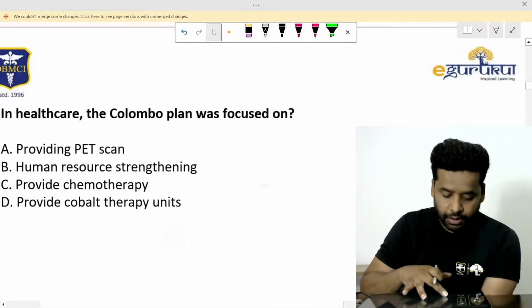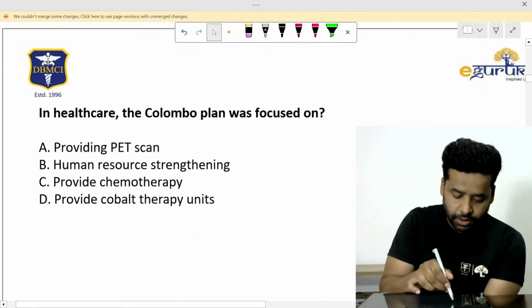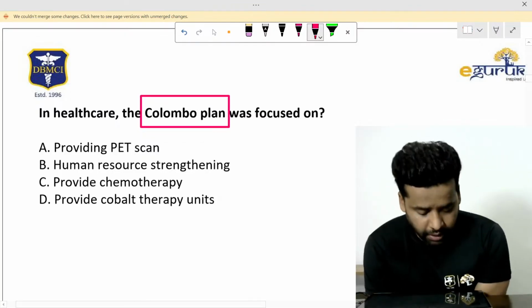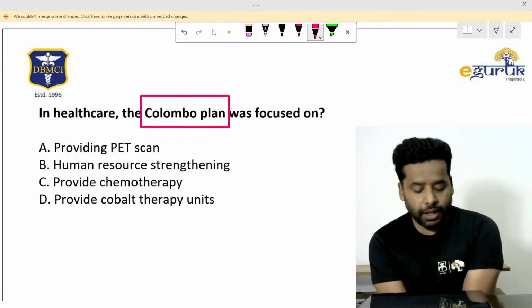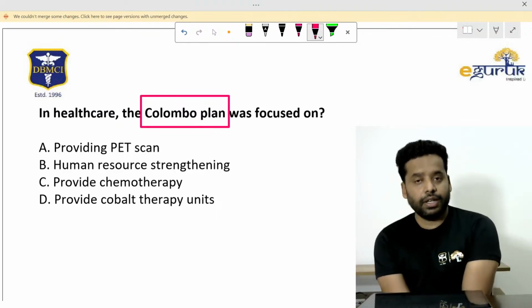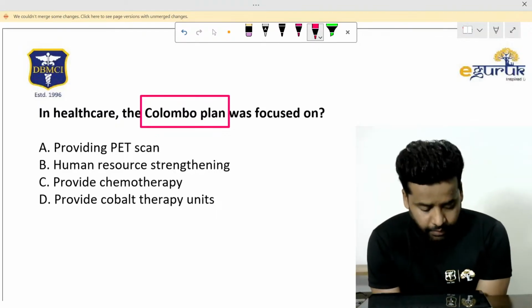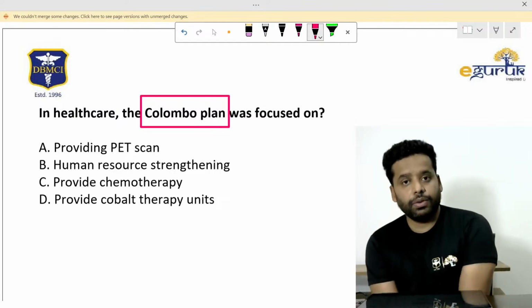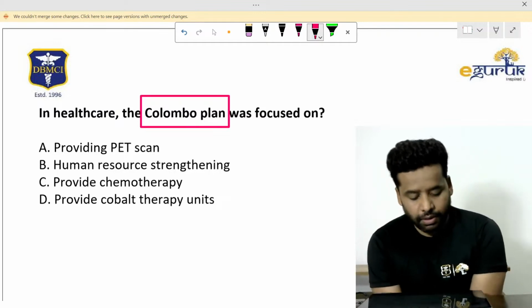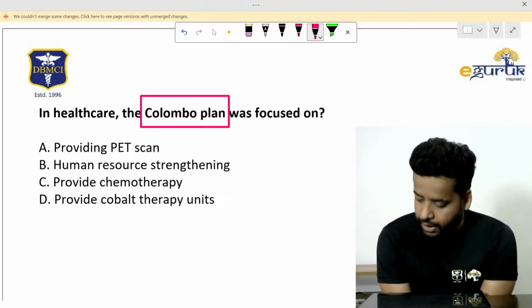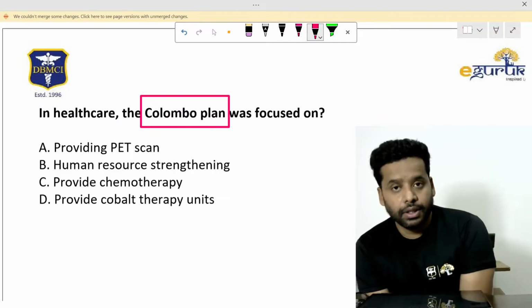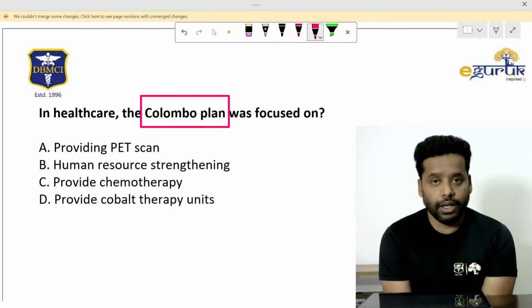In healthcare, Colombo plan was focused on. It is a very old plan, a very old question. Around 1950s, the Colombo plan was planned. Different countries are involved in this. So they won't ask this question again, so don't worry. But if you know, it is good. There was a plan, Colombo plan, where all the countries are contributing together. Yes, they will contribute for health also.